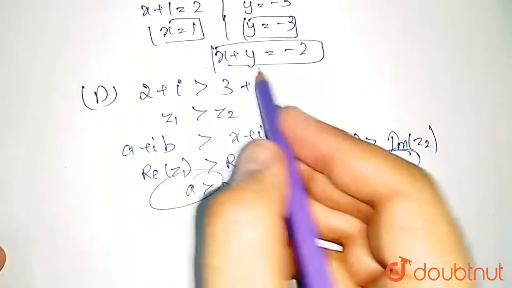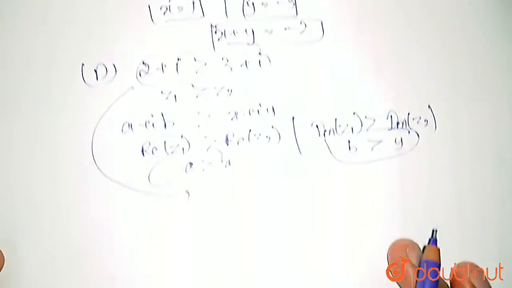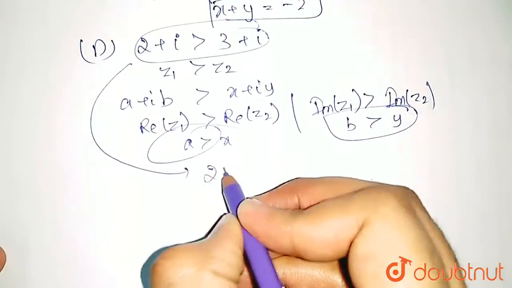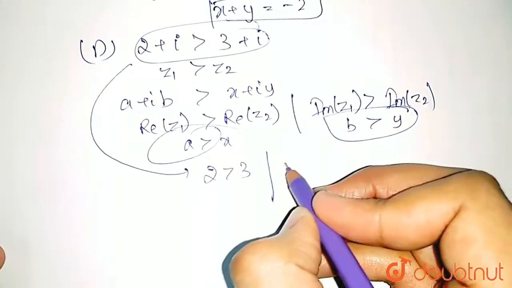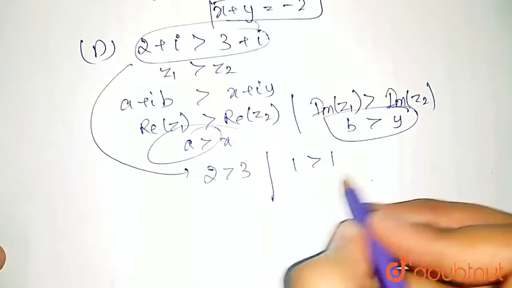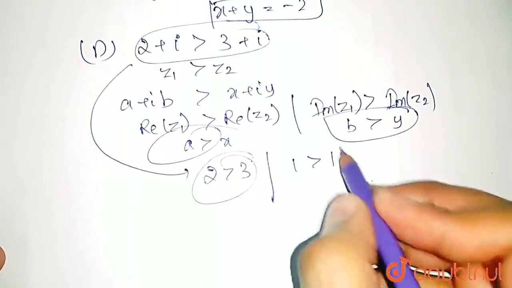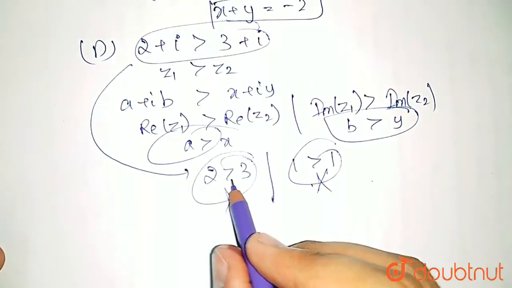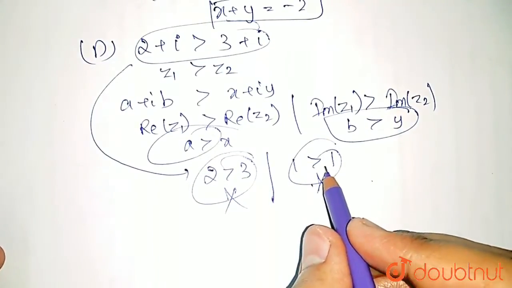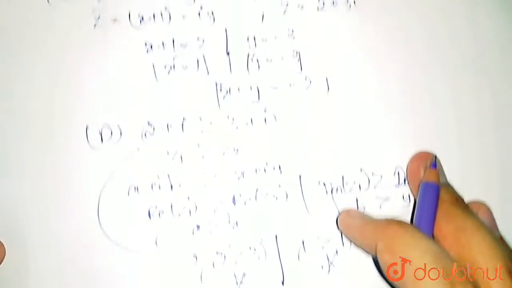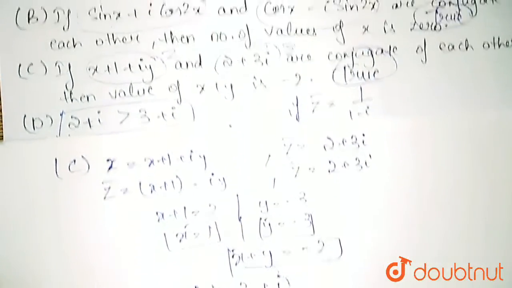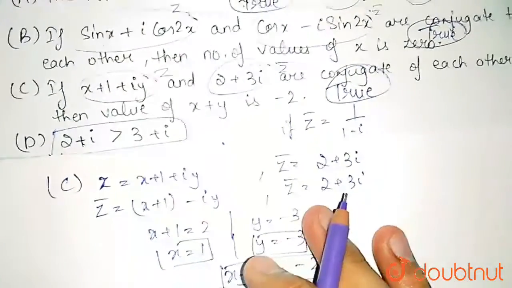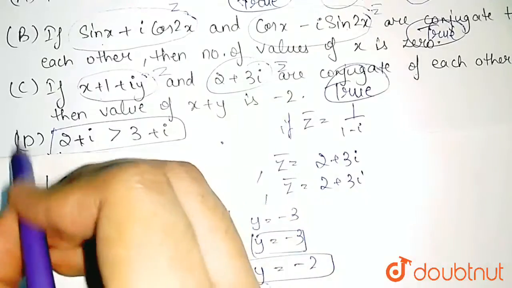Applying this concept here, the real part should be greater and the imaginary part should always be greater than the corresponding imaginary part. Both these conditions are not true. Both are false. 2 is not greater than 3 and 1 is also not greater than 1. So this statement is false. The only statement which is not true in the given options is option D.